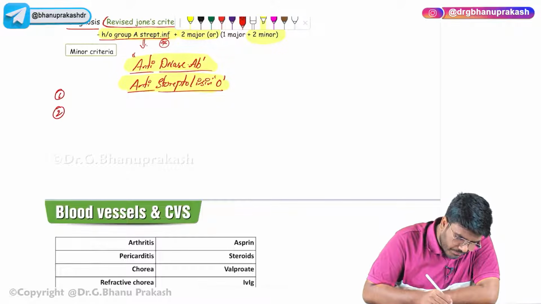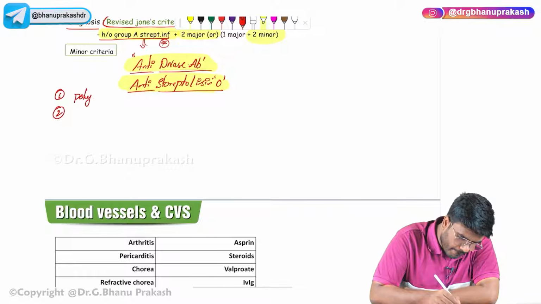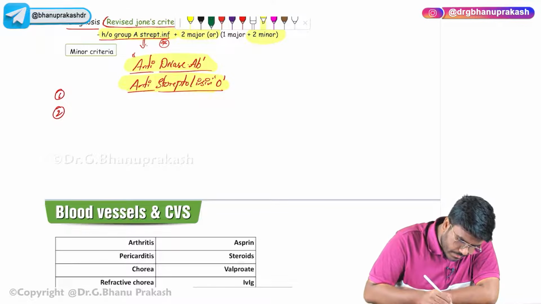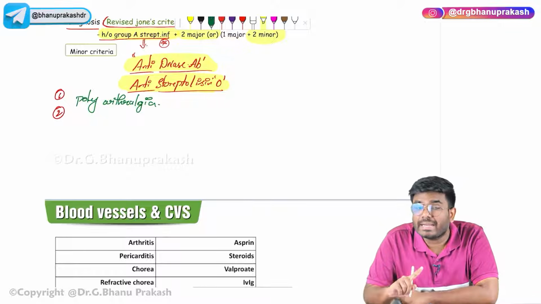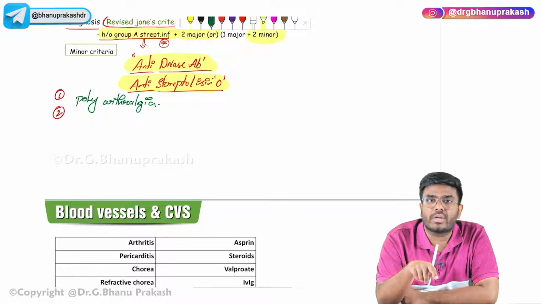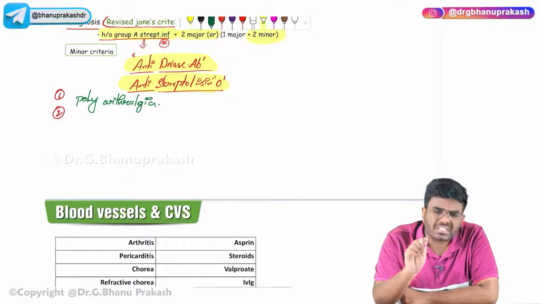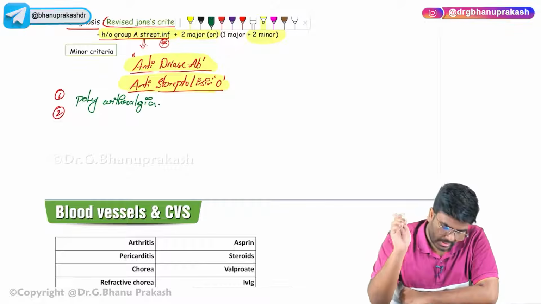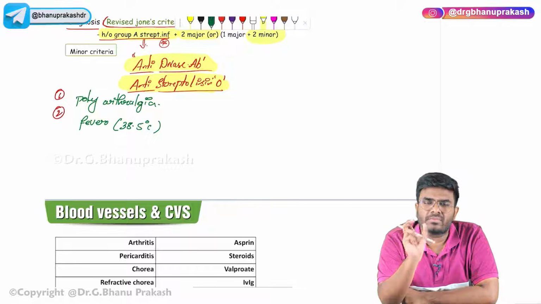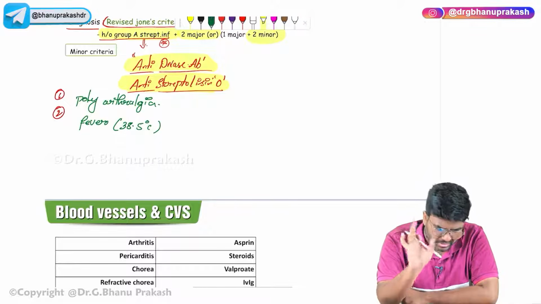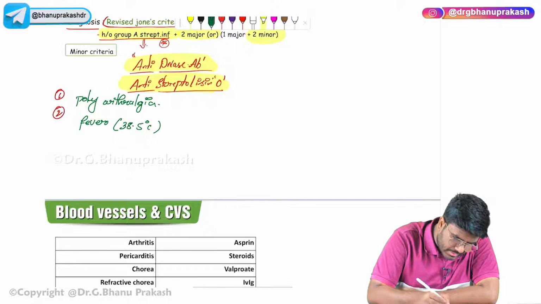One is polyarthralgia. See, not polyarthritis, migratory polyarthritis. Inflammation of joints is considered as a major criteria. This is just arthralgia, just joint pains. Okay, polyarthralgia, fever. How much? More than 38.5 degrees centigrade. Even there is a little change in the value in high endemic regions and low endemic regions. Just remember this thing. And ESR, elevation of the ESR.